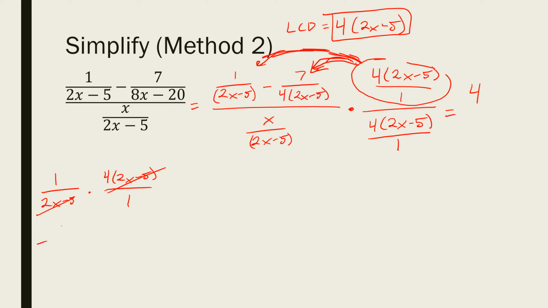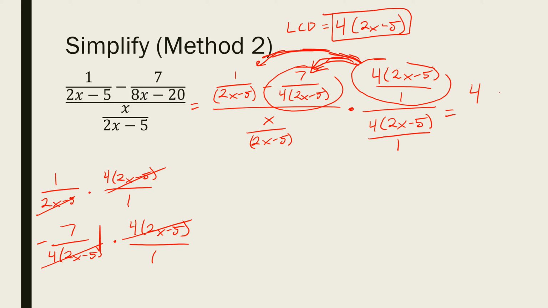I have negative 7 over 4 times 2x minus 5 times 4 times 2x minus 5 over 1. So now I'm taking care of this fraction times this fraction. All right, this distribution, I actually pre-reduce, leaving me with just the negative 7. So I have negative 7 now on top. Okay, so that's the top.